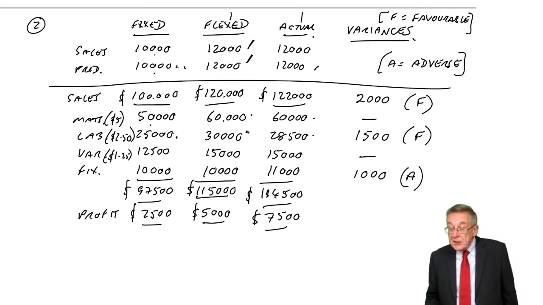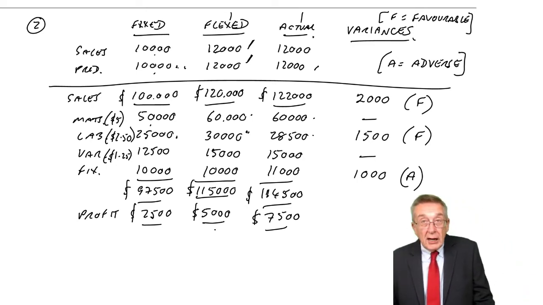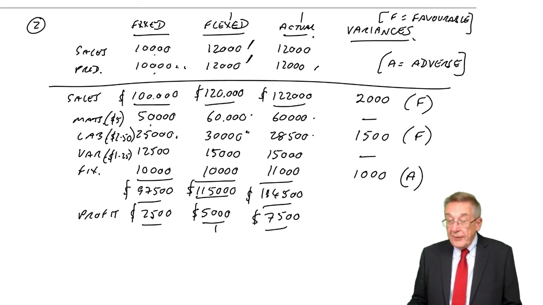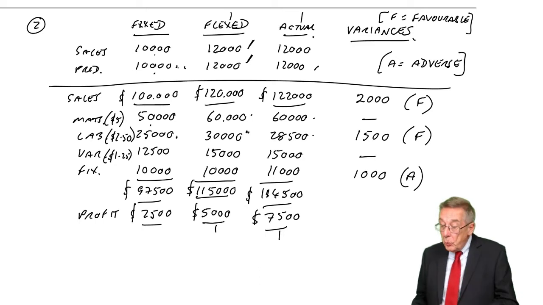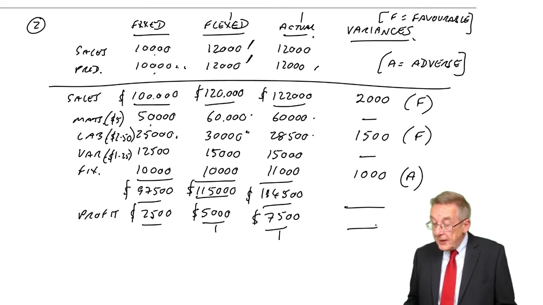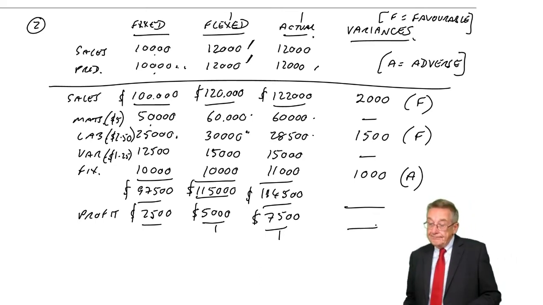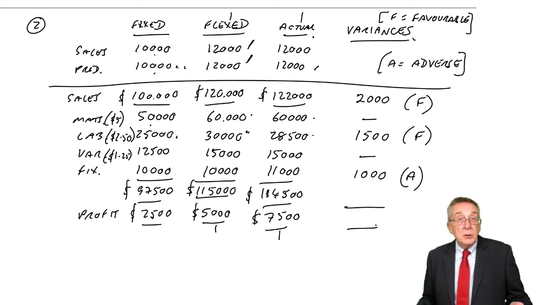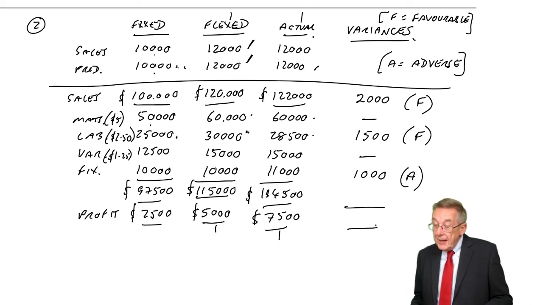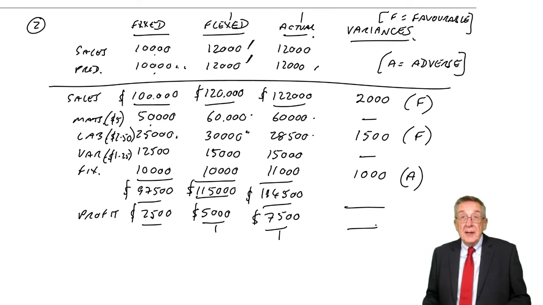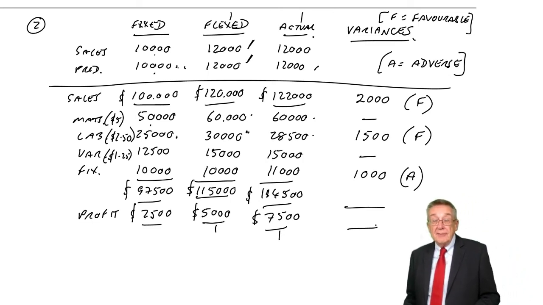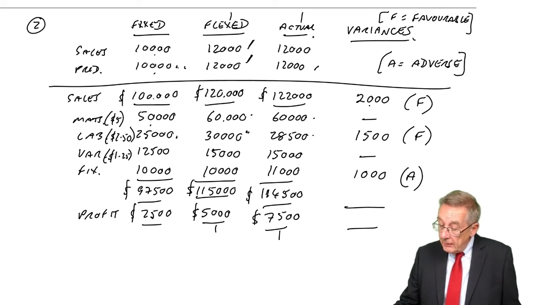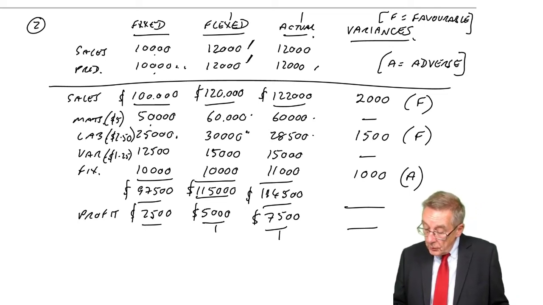And of course, there is a little double check here. For our actual level of activity, we should have had 5,000. We got 2,500 more. But I know why. If I add these up, 2,000 more because we sold at a higher price. 1,500 more because we saved money on labour. 1,000 less because we overspent on fixed overheads, which comes to a net 2,500. Favourable.